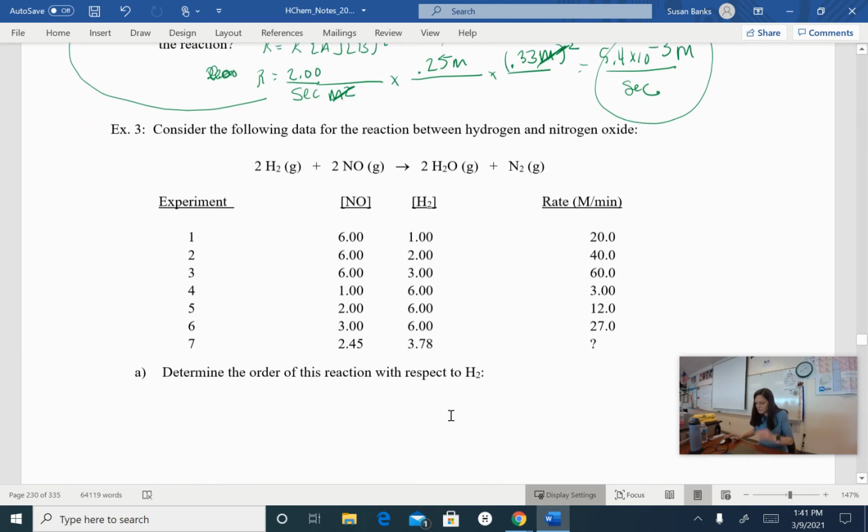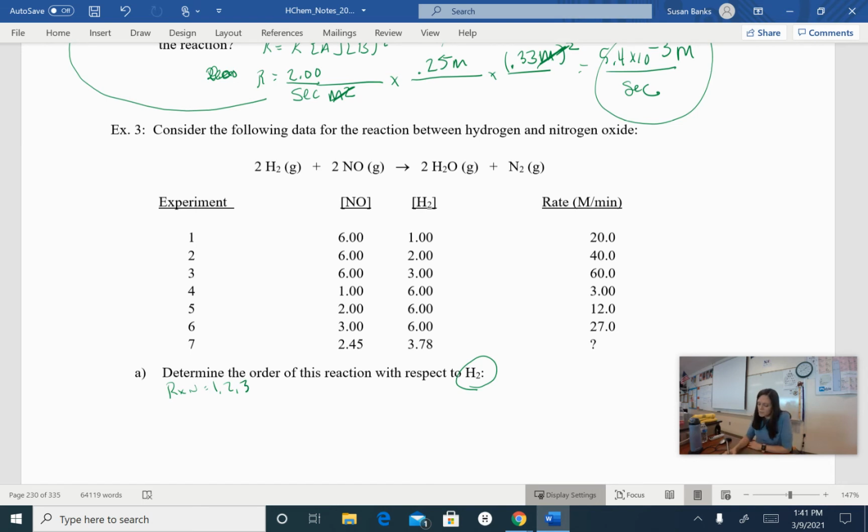We're going to consider the following data for a reaction between hydrogen and nitrogen oxide. So we have hydrogen and nitrogen monoxide going together to make water and nitrogen gas. Okay, now we have got to look for some reactions where the nitrogen monoxide is held constant so that we can look at hydrogen. Okay, so what reactions have nitrogen monoxide held constant? Reactions 1, 2, and 3. So we're going to look at trials 1, 2, and 3 to determine the rate order with respect to hydrogen.